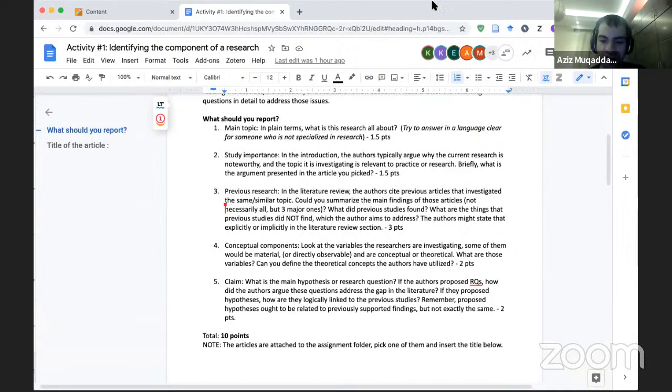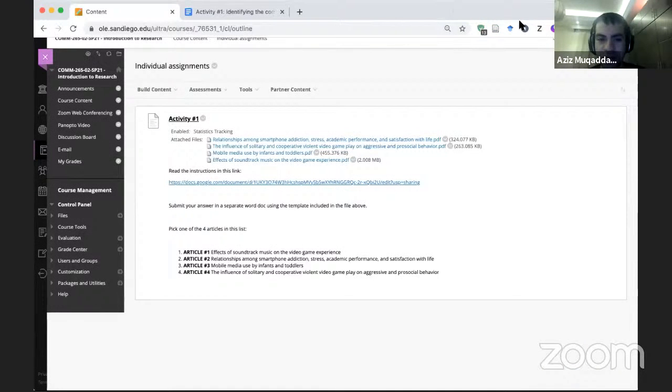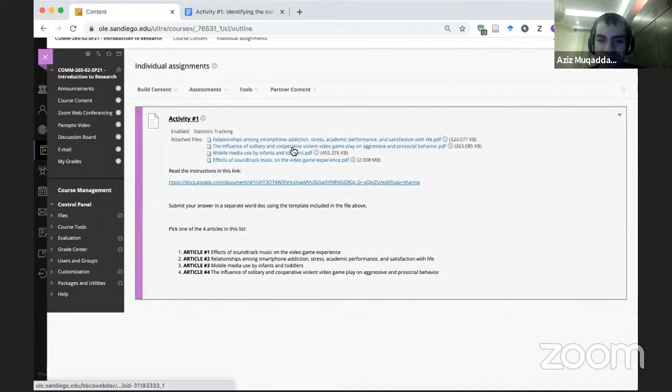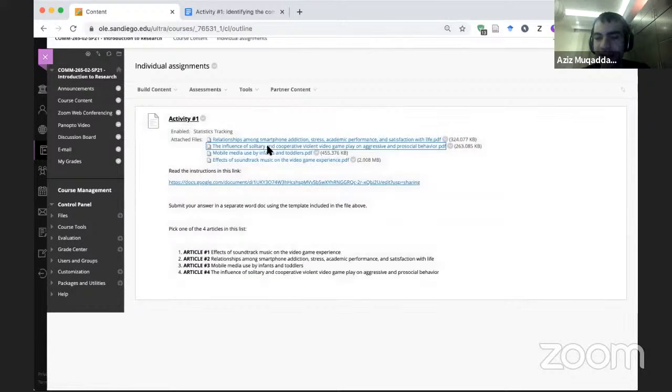And if it's a research hypothesis, then say how the research hypothesis is logically linked to previous research. So in other words, if we here, for instance, influence of, let's say, solitary and cooperative violent video games and aggressive and pro-social behavior. So what previous research has shown in terms of the effect of cooperative violent video games, and then why the authors thought that that relationship would be positive or negative, depending on what the author says.